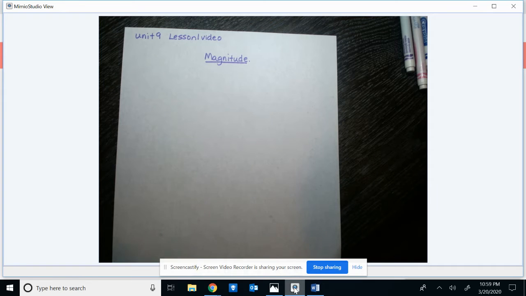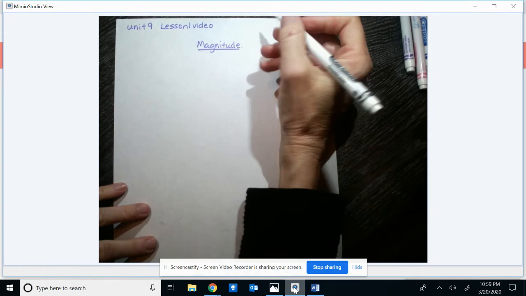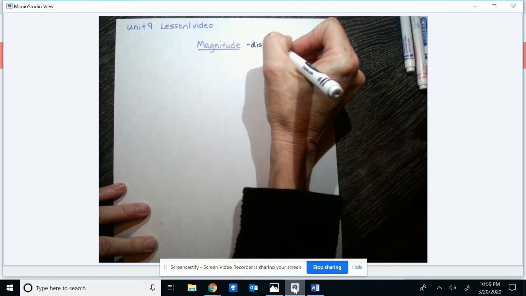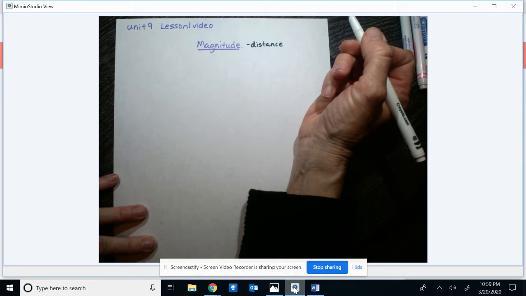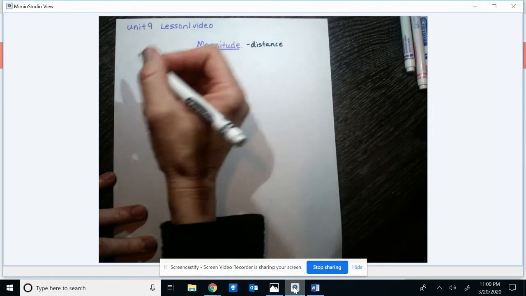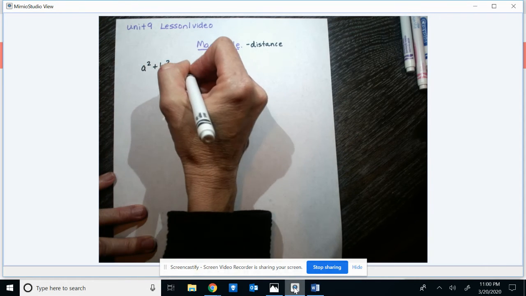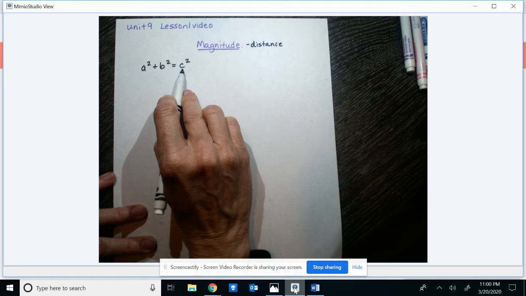Okay, so now we're going to talk about a magnitude of a vector. And basically, the magnitude of the vector is just the distance that vector has to travel, or the length. It looks very much like Pythagorean theorem when you're trying to find the hypotenuse.